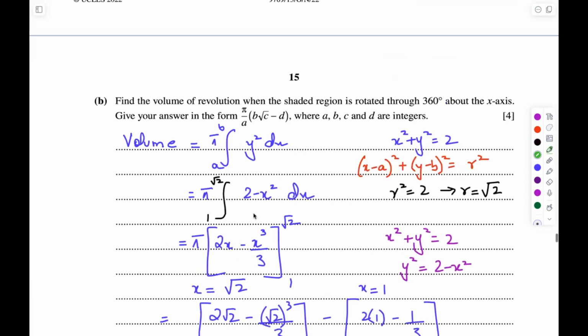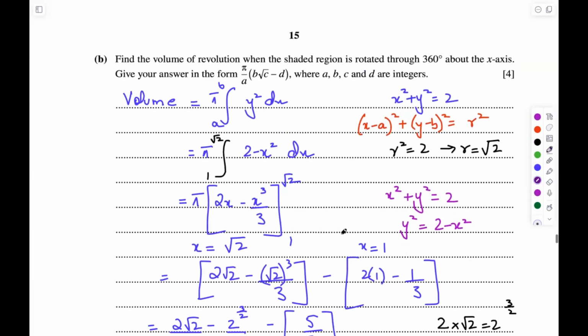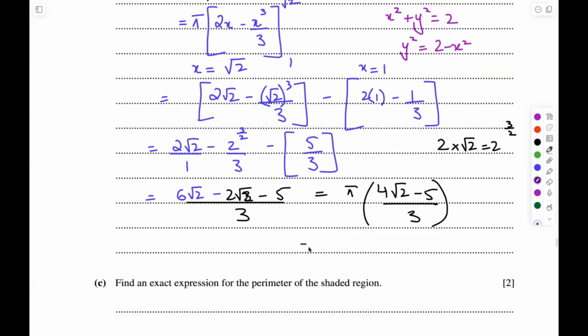Now, as we had to give our final answer in the form pi upon a bracket b square root of c minus d, we can write 1 upon 3 outside the bracket. So this will become pi upon 3 bracket 4 square root of 2 minus 5, which will be the volume of the shaded region for the limits square root of 2 and 1.